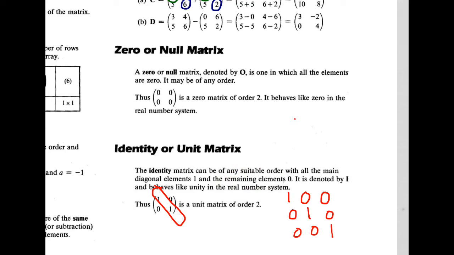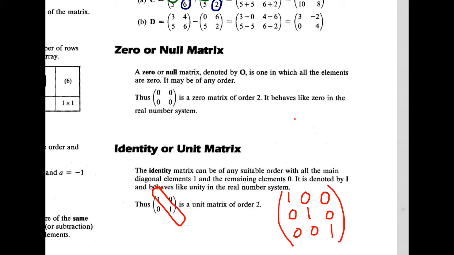I means a unity matrix, and this will behave exactly like the real number 1 in the number system, and it can be of any order, in this case 2 by 2, and this is a 3 by 3. So all the elements in the diagonal are equal to 1, and then all the other elements of this matrix will equal 0, and that is a unity matrix.